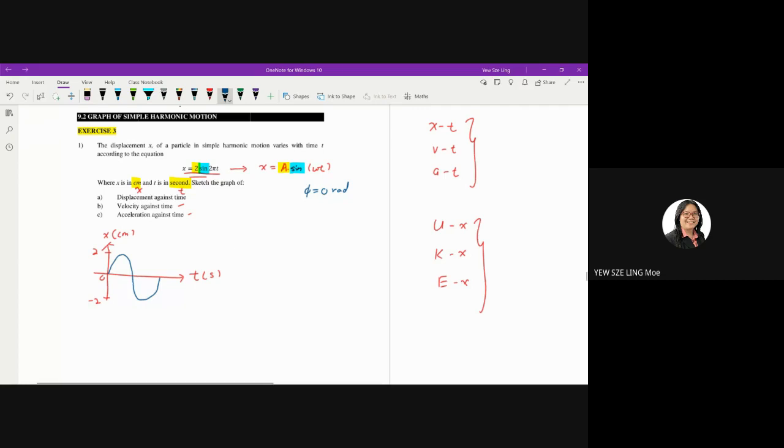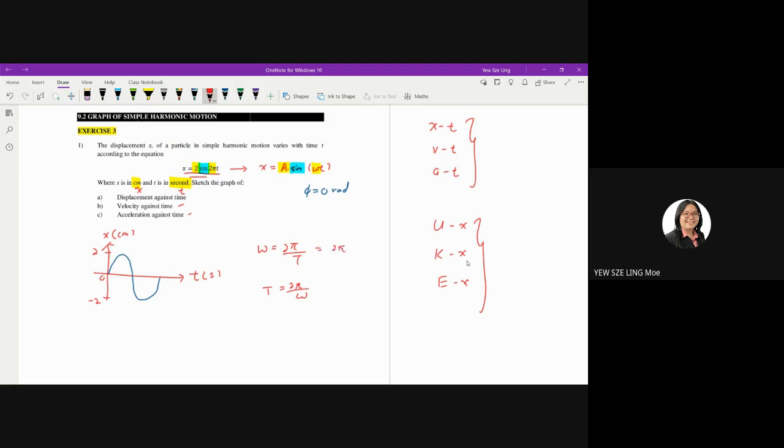So what is the value that is missing? That is the period, the time taken to complete one oscillation. We have the information in our equation, which is 2 pi as our omega. Omega equals 2 pi over T, so T equals 2 pi over omega. According to the question, my omega is 2 pi.